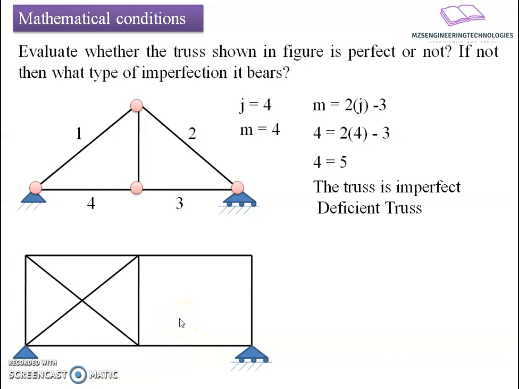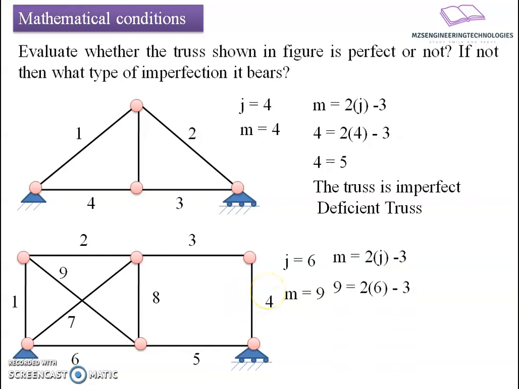Let us first identify whether it is a perfect truss or an imperfect truss. So let's count the joints here. The joint count is 6. The member count is 9, and the equation says m equals 2j minus 3, so 9 equals 2 into 6 minus 3, that is 9 equals 9. It is a perfect truss. But I have put here that it is deficient. This is due to a mistake. You read it as the truss being a perfect truss only.